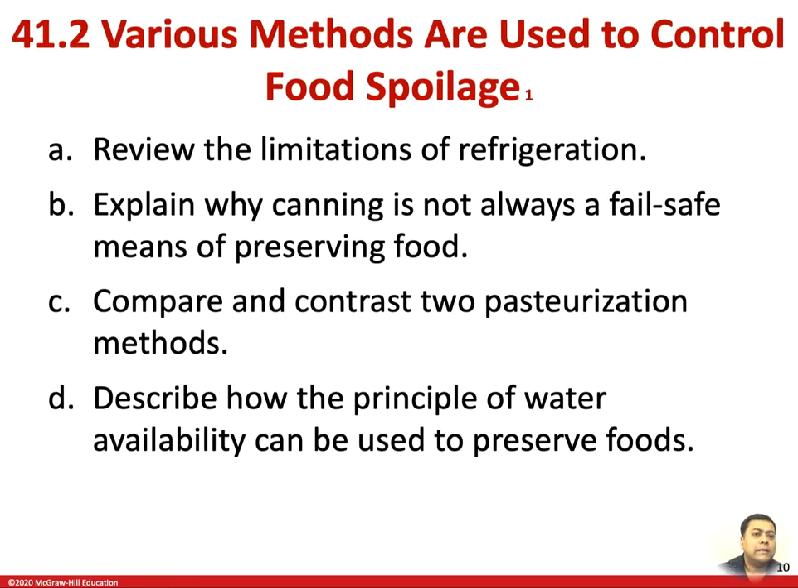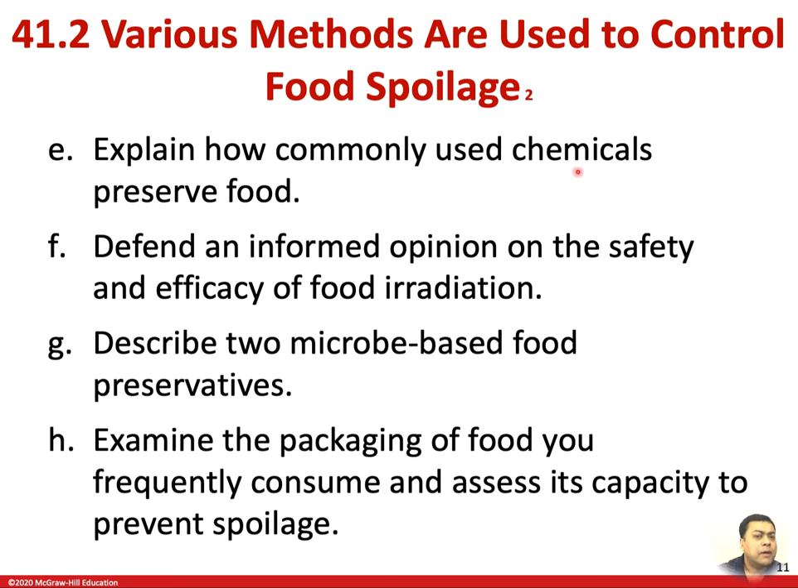So let's take a look at the various methods that are used to control the food spoilage. And we're going to talk about the limitation of refrigeration, the canning process, and compare the pasteurization. Also, the principle of water availability that we just talked about. And we're going to talk about the chemicals that are used in preserved food and irradiated food, how the radiations are used, and also microbe-based food preservatives, where we use microbial products. And also, we are going to look at the packaging of these products to prevent the spoilage.